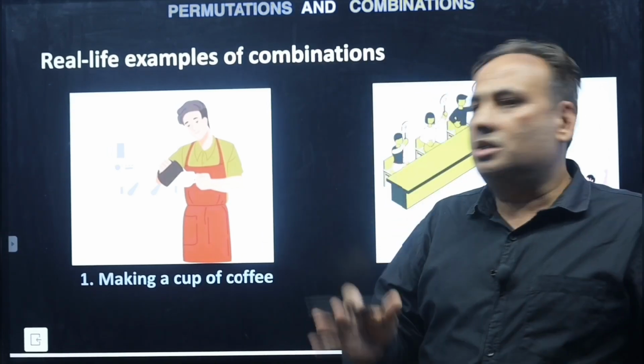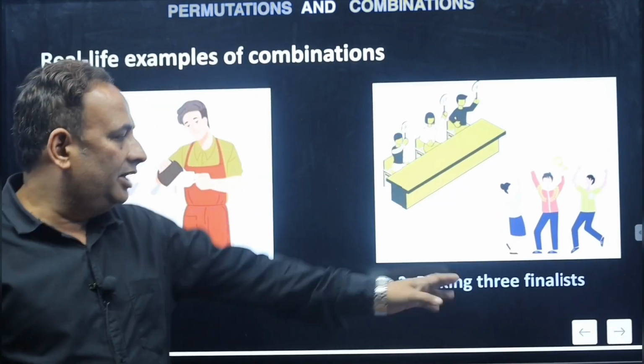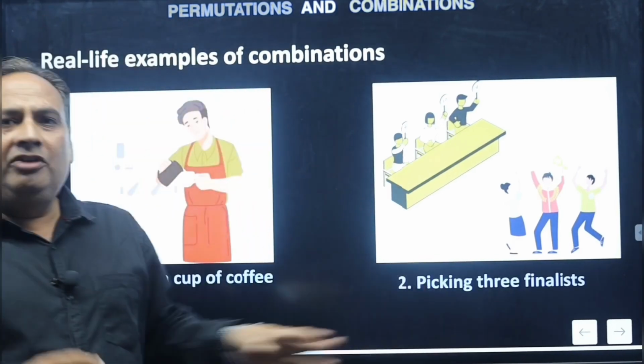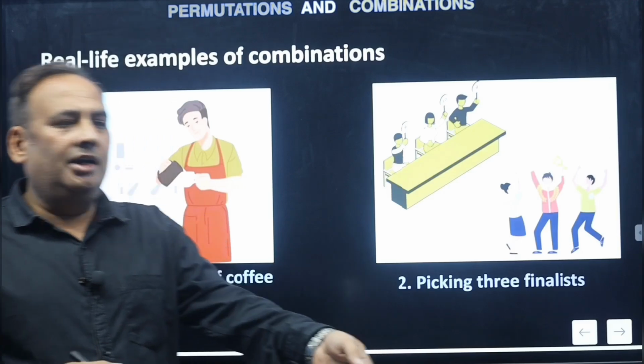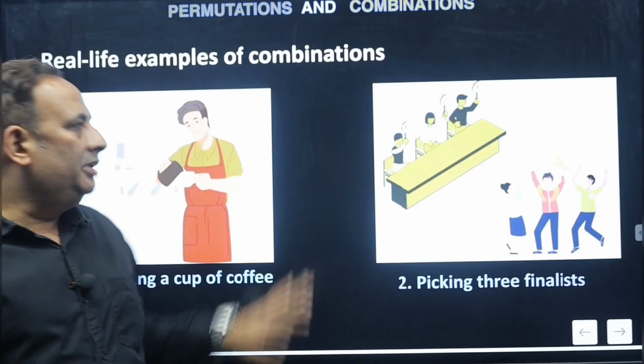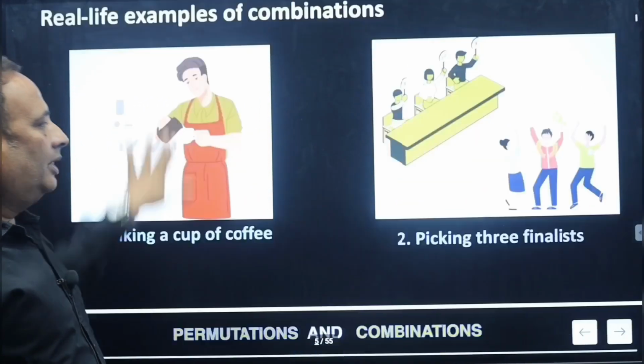In combination, order is not required, like making coffee or picking three finalists, let's say first position, second position or third position. If we select the third position first, second after that, and then first, no matter, the first, second, third positions will be selected. So this is the selection that we discuss in combination.